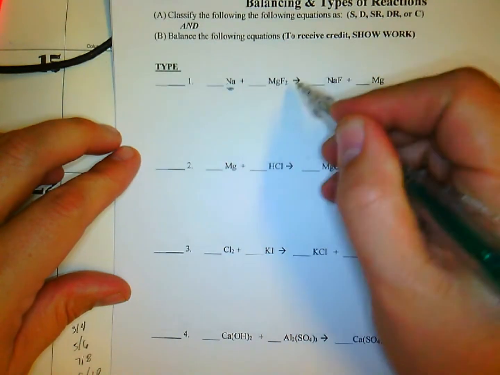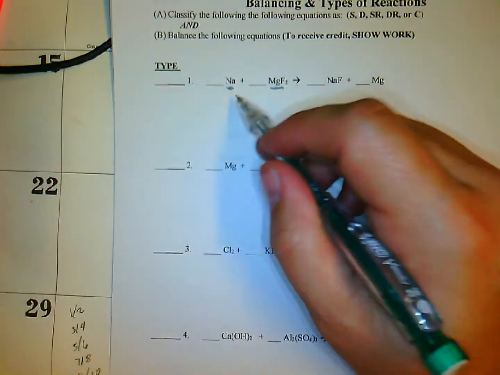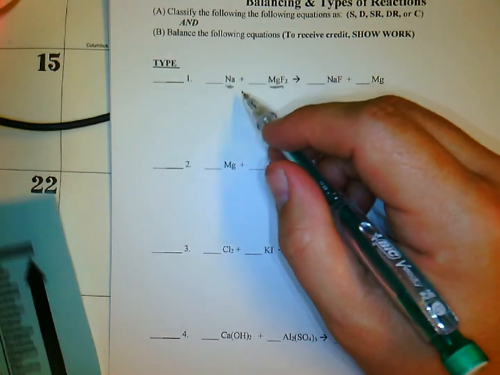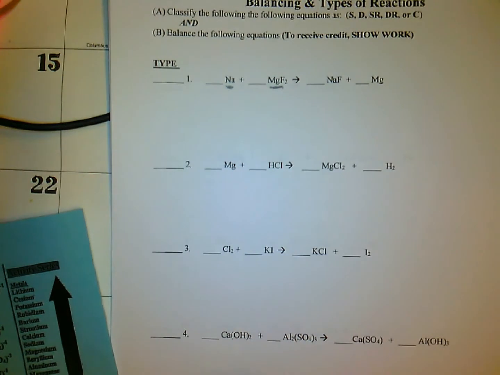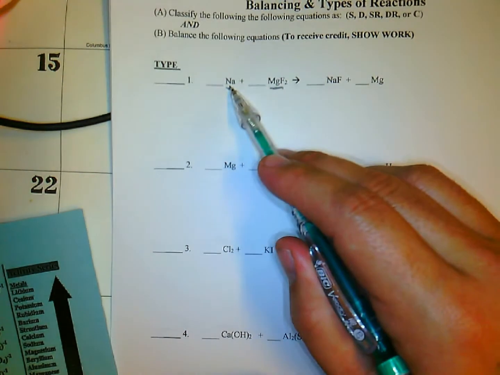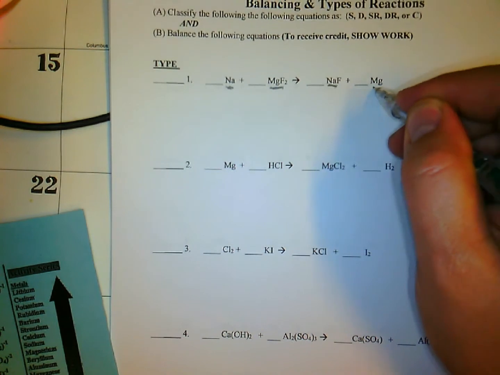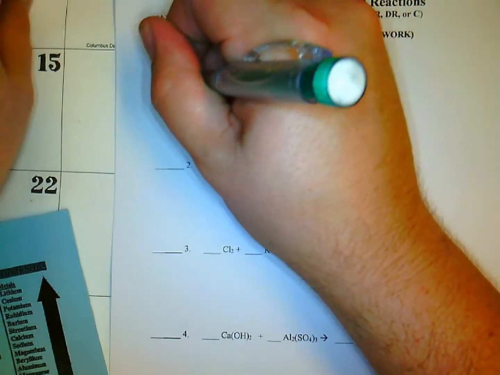So you have a metal, and then you have a compound. So anytime you have an element and a compound, in this case it just happens to be a metal, but you can have chlorine or sulfur or whatever. Anytime you have an element and a compound and you get a different compound and element, then this is going to be a single replacement reaction.